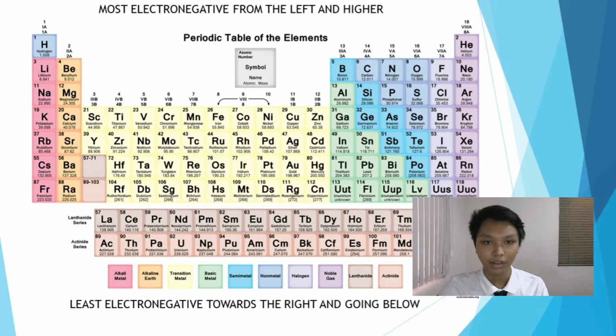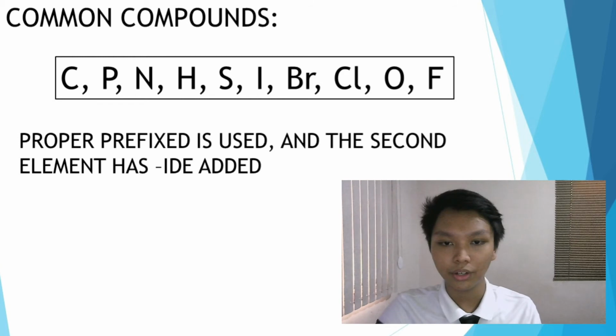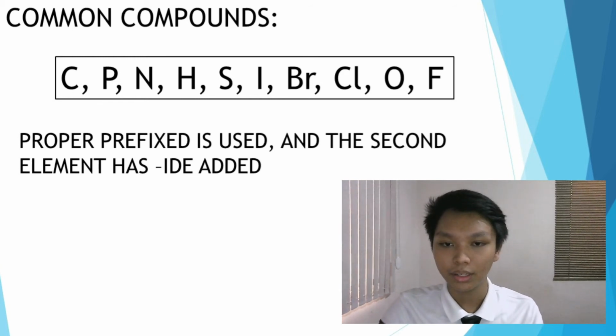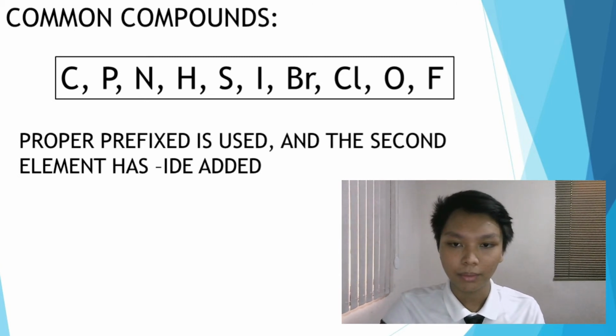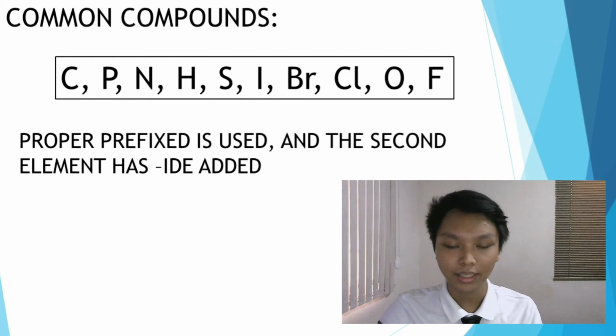The order of the ions is: first, the element with the least electronegativity, and second, the element with the greater electronegativity. However, there is an exception to this, and that is carbon always goes first, and hydrogen is placed second after nitrogen. When using hydrogen, the prefixes are no longer needed. There is a rule that the prefix mono isn't used when the beginning of the compound has only one element. Here, you can see the order of the common compounds. First, carbon, second, phosphorus, nitrogen, hydrogen, sulfur, iodine, bromine, chlorine, oxygen, and fluorine.